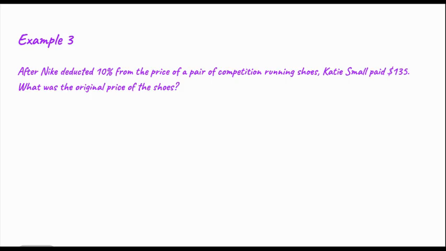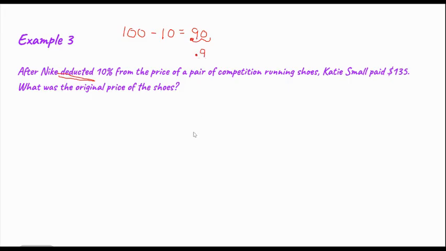After Nike deducted 10% from the price of a pair of competition running shoes, Katie Small paid $135. What was the original price? So now the main difference here is that the price was deducted. Okay, so let's underline that. That's deducted. So when we set up our decimal, we're not going to do 100 plus 10. We're going to do 100 minus 10. And that gives you 90.